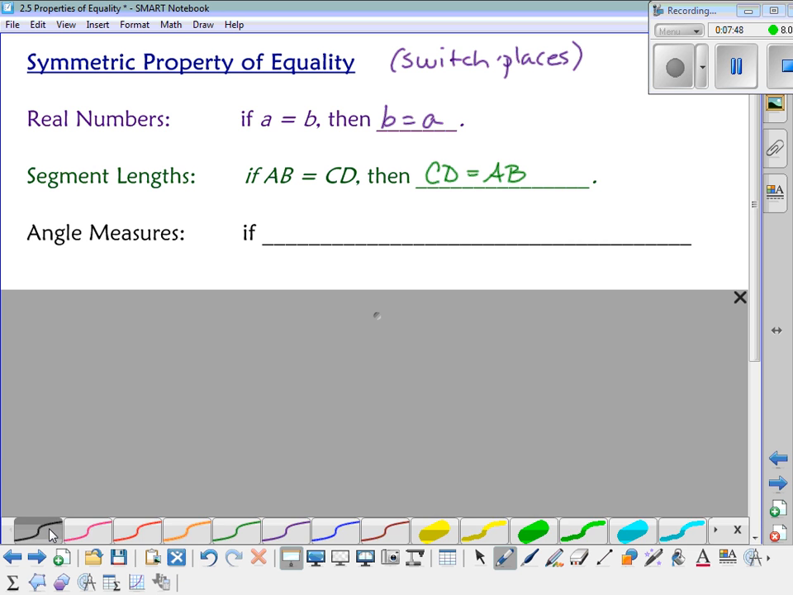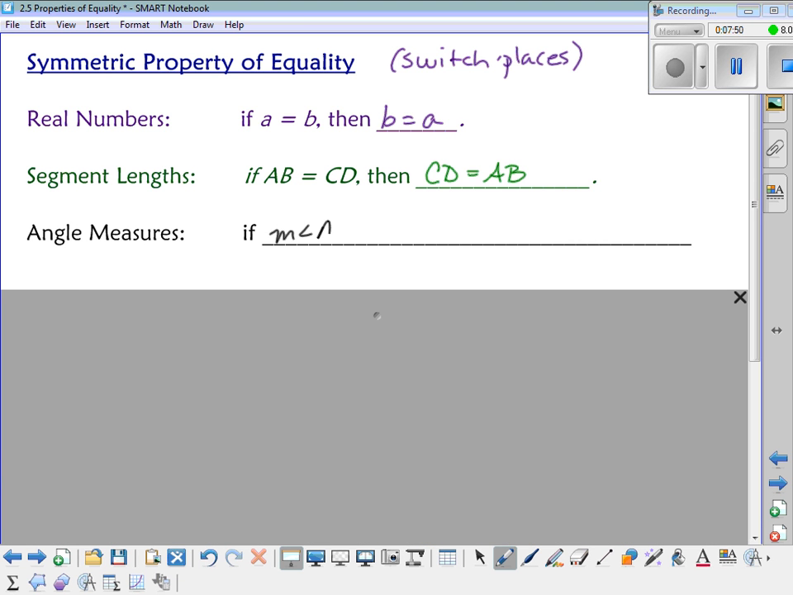And for angle measures, if the measure of angle A is equal to the measure of angle B, then the measure of angle B is equal to the measure of angle A. Okay, so symmetric, switch places. They both start with an S.